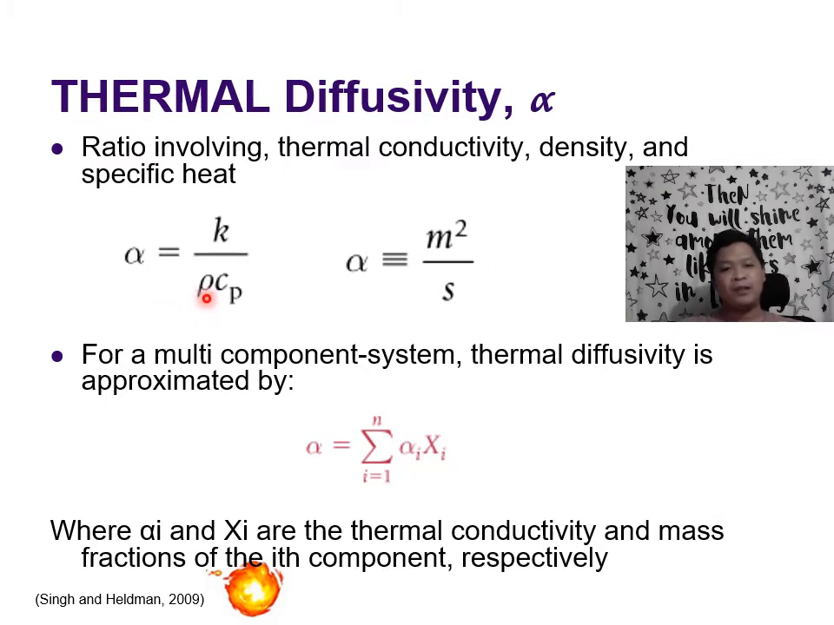So, therefore the substance with very high thermal diffusivity is that substance which transfers heat fast and does not store a large amount of heat and therefore madaling bumaba yung temperature niya. No? Kasi kung malaki yung heat storage mo, even if mataas yung conductivity mo, mabagal mag-drop yung temperature mo. Okay? Or increase, depende kung anong klaseng flow ang gusto mo, heating or cooling. So in a multi-component system, we can approximate the thermal diffusivity using this equation.